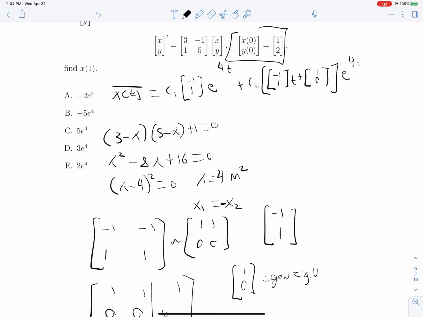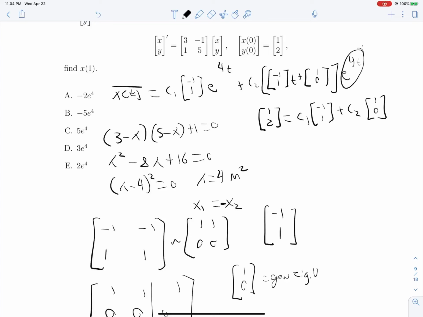Now, since we have an initial condition here, let's solve for that. 1, 2 is equal to c1 times negative 1, 1 plus c2 times, this component will go to 0 because t is 0, times 1, 0, and this component will go to 1. We can make a matrix out of this. Negative 1, 1, 1, 0, 1, 2, 0, 3, like that. So c1 is equal to 2, and c2 is equal to 3.